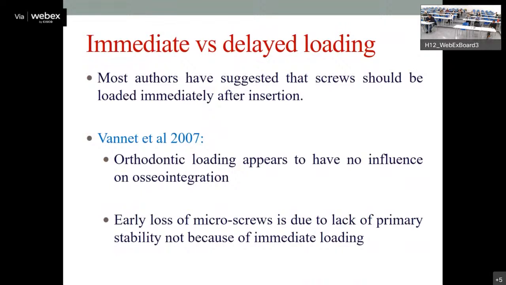Now, whether it's immediate loading or delayed loading, can we load our microscrews immediately? Yes, the majority of the authors suggested to immediately load your microscrew, and they suggested that the orthodontic loading appears to have no influence on osseointegration, and early loss of the screw is not because of the immediate loading, but because of the lack of primary stability. Remember, we mentioned that primary stability is important. When you insert your microscrew, you need to check the stability, that there is no mobility. But having said that, sometimes very minimal and light mobility is accepted, as you will see later.